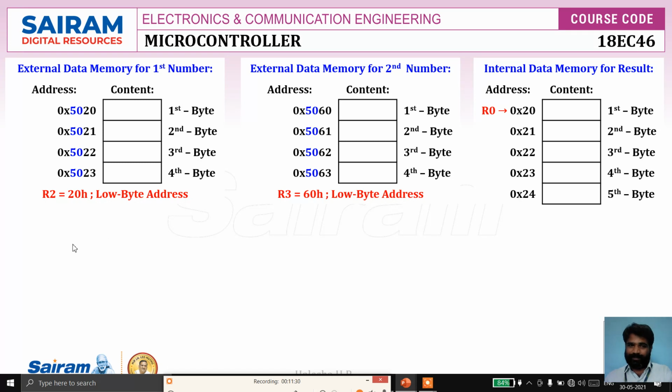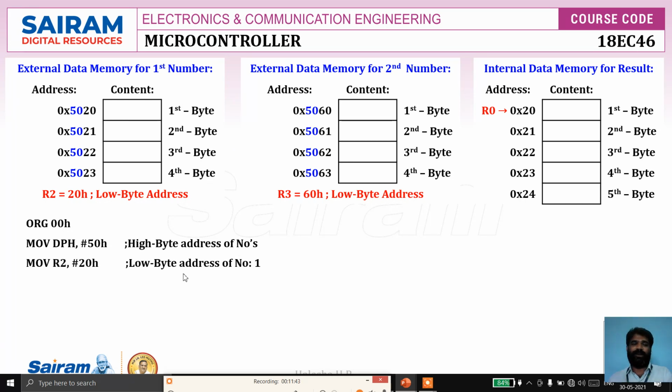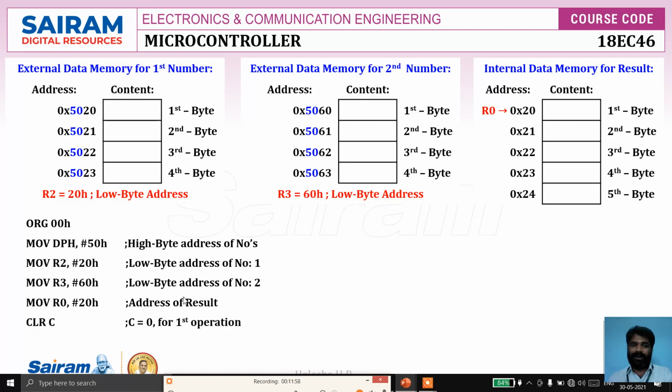So first, initialization. DPH should be 50H, so MOV DPH, #50H. That is the high byte address of both the numbers, number 1 and number 2. R2 gets the low byte address of number 1, that is 20H. And copy 60H to R3, that is the low byte address of number 2. And then R0 with 20H, that is the address of the result. This is the initialization. First we should clear the carry, and for the count value let's use R4, that is 4, since we need to perform addition of 4 bytes.